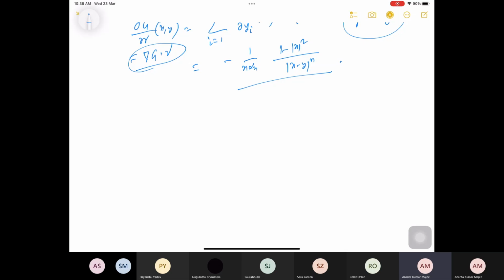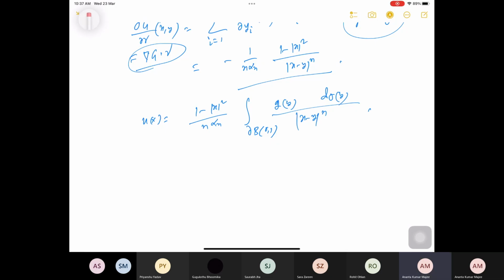Then you can look at the Poisson formula for that. u(x) I can write down as (1 − |x|²) by n alpha n, integral over ∂B(0,1) of g(y) dσ(y) by |x − y| to the power n. This is the Poisson formula for ball B(0,1). So u satisfies Laplace of u(x) equal to 0 on the ball, and u is equal to g on the boundary of the ball.